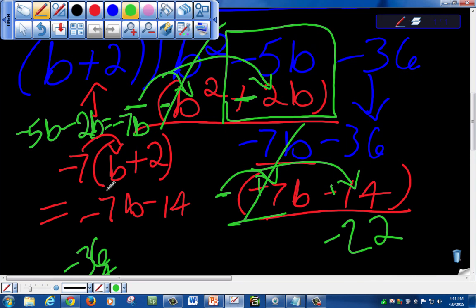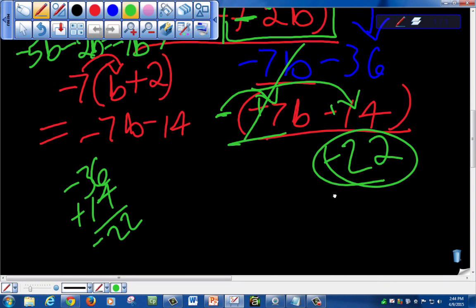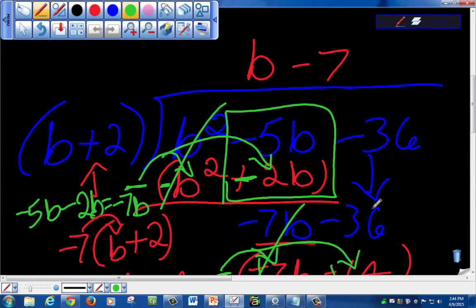Now, with this remainder right here, what ends up happening is that we have to use a fraction to finish it off. Remember, it's negative 22, but as a fraction, we're going to have b plus 2. And that's how we solve long division polynomials.